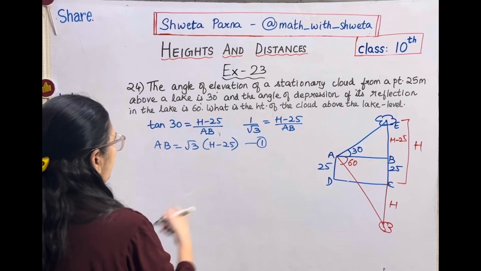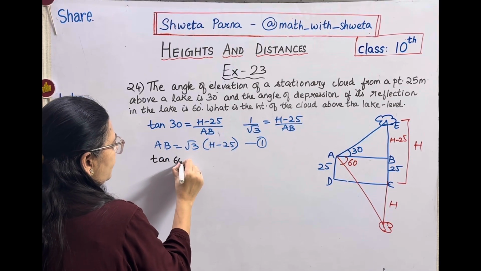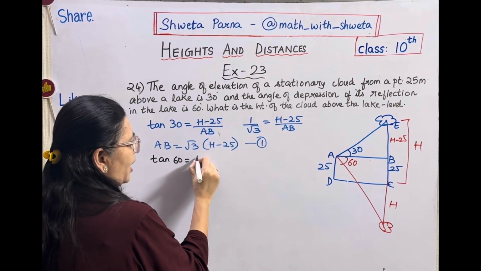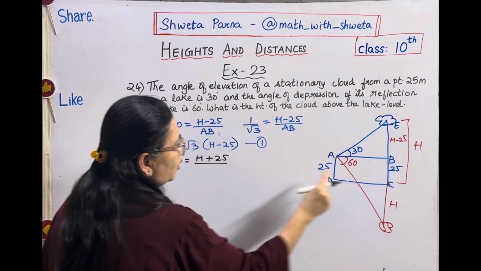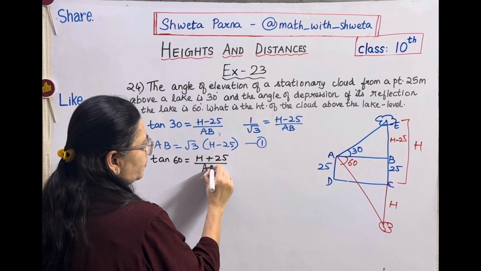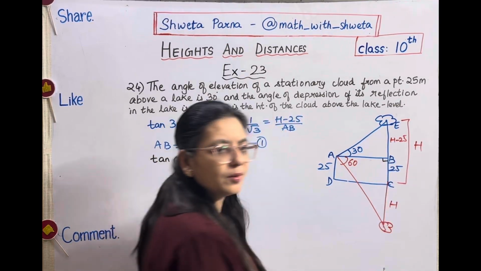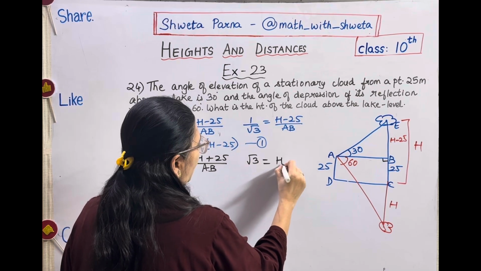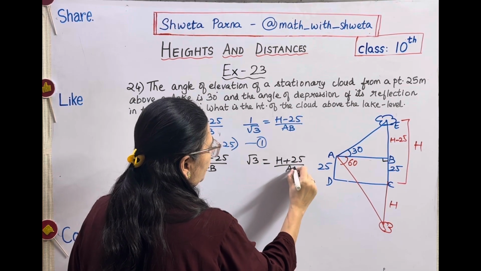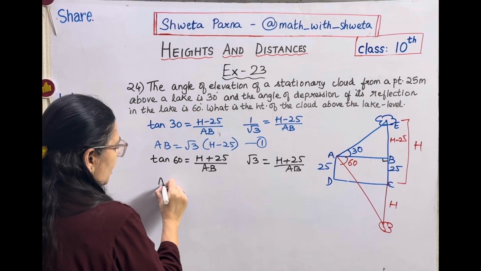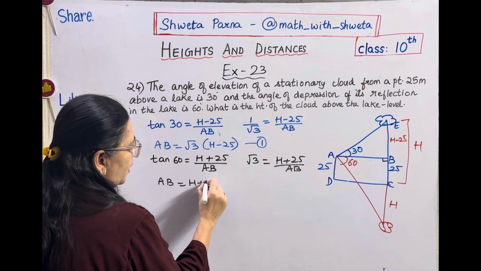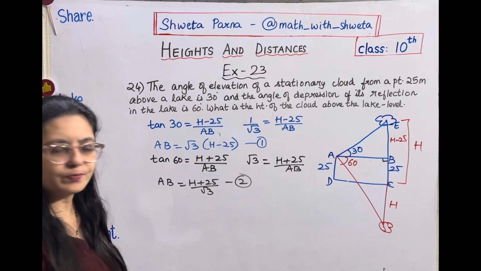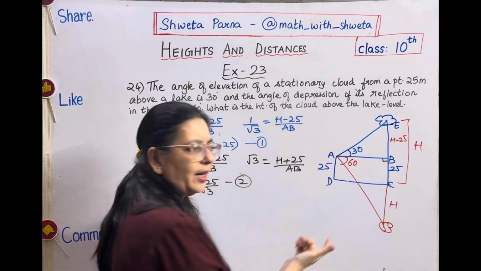Let's take tan 60. Tan 60 is equal to, what is opposite? H, and this also 25. So it is h plus 25 upon, what is the base? Again AB. Okay, because this is right angle from here. So what is the value for tan 60? It is root 3 is equal to h plus 25 upon AB. So AB will be equal to h plus 25 upon root 3. This is equation 2.